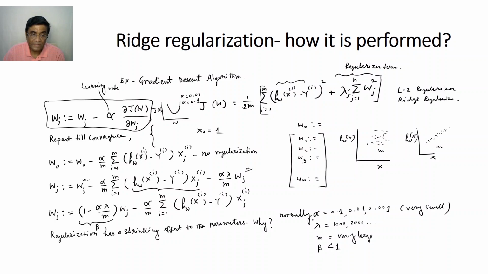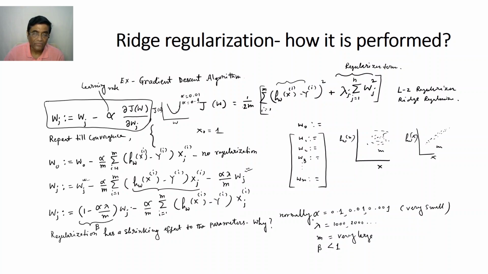Whereas if m is small compared to n, there will be an underfitting problem. So the number of features n has to be very small, and that will be ensured. You see here, m is small now, so 1 minus something which is large compared to the earlier one will try to annihilate Wj very quickly.